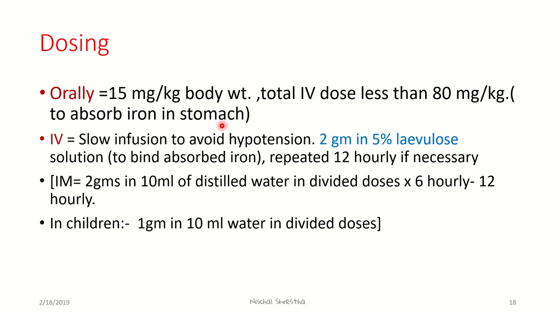And dosing we have to mark up. An important thing is that it has to be given both orally as well as IV, because orally it helps to absorb the iron remaining in the stomach, and why IV? Because it helps to bind the iron that has already been absorbed. For the oral dose we have 15 mg per kg body weight, and for IV we have 2 gram in 5% levulose solution, levulose is a monosaccharide, and it has to be repeated 12 hourly if necessary.